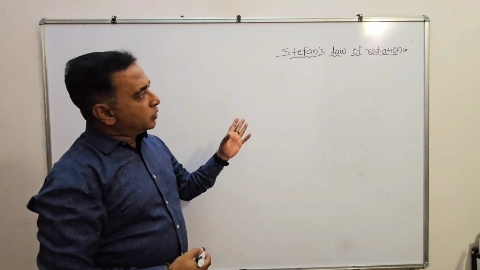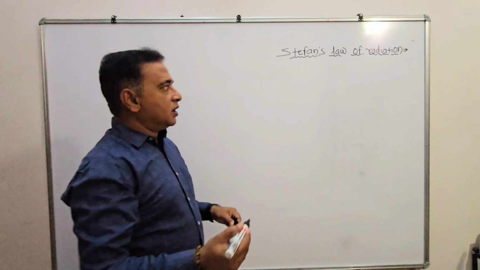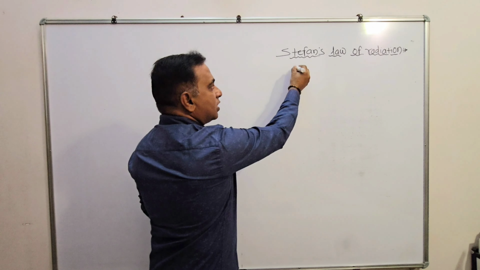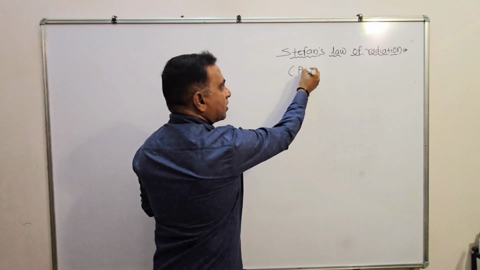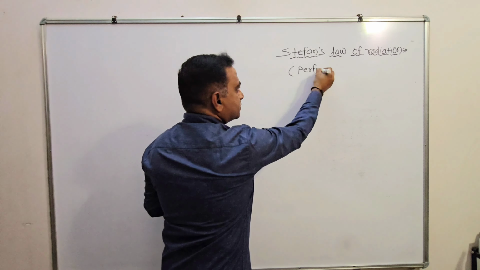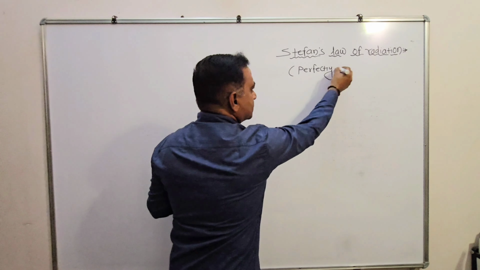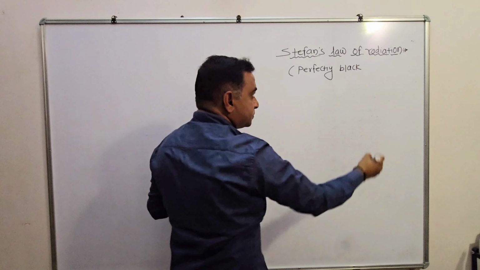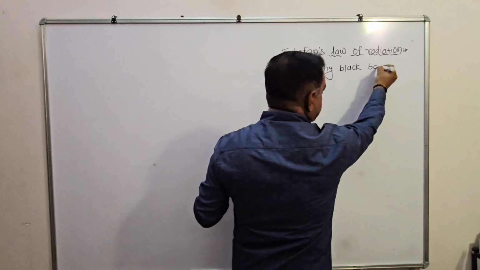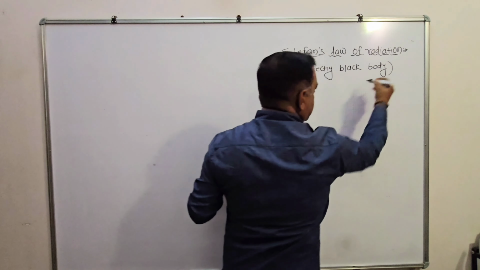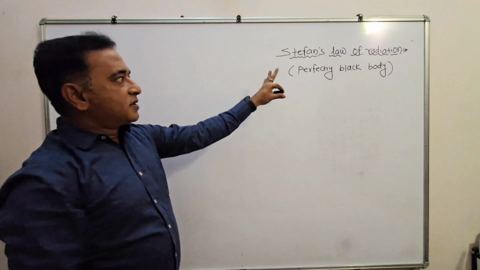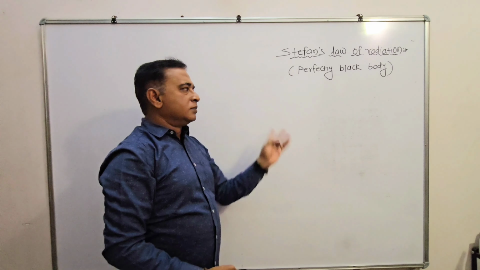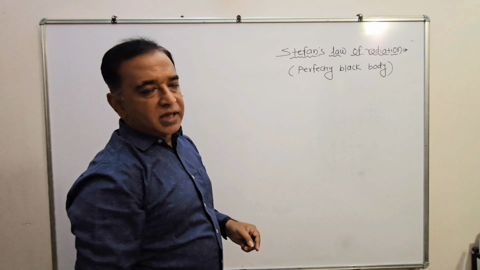But before knowing Stefan's law of radiation, it is most important to know that this law is applicable only for the perfectly black body. This law is strictly applicable for the perfectly black body. And what exactly is the law and what exactly is the statement?